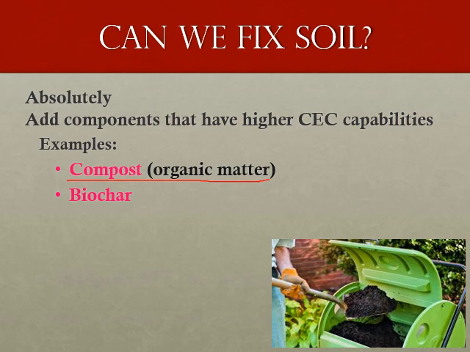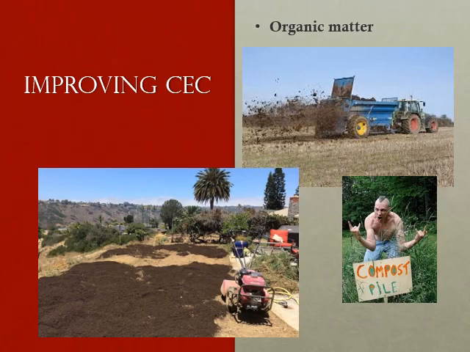So we've talked a lot about compost, but we haven't talked about biochar, and I want to bring that up because it's a really fascinating story. So yeah, review again here, organic matter. So farmers will spread manure and compost on their fields. Here's someone putting compost in a garden in some sort of arid climate, and this is an enthusiastic composter.